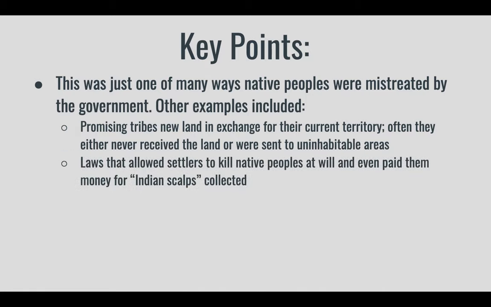Another instance of how they were mistreated, and this is the one that gets me the most, there were laws that allowed settlers to kill Native peoples, and even in instances where they were paid to do so. So back then, you could kill a Native person and you would scalp them, which means you would cut off the top layer of skin attached to the skull, including their hair, and you would bring that as proof that you had done this, and you would be paid in exchange for the scalp.